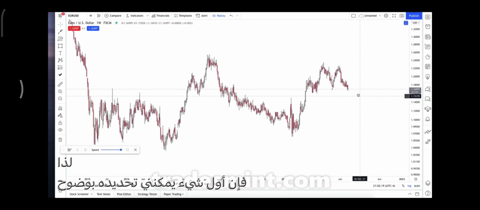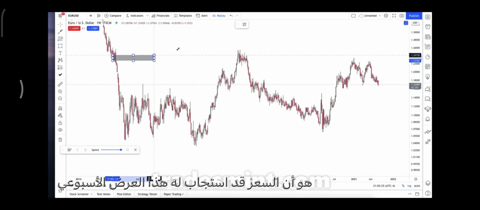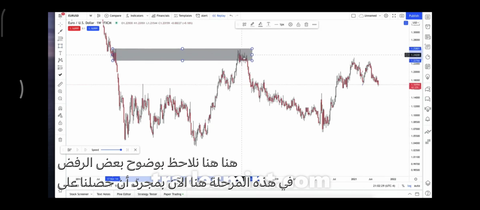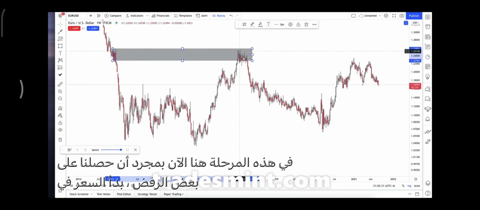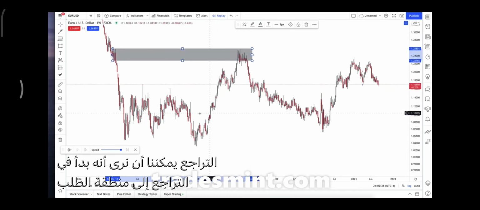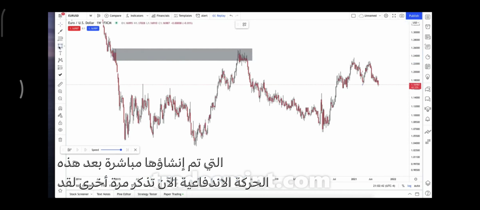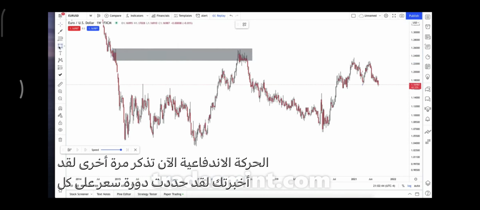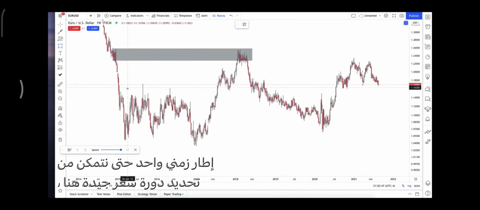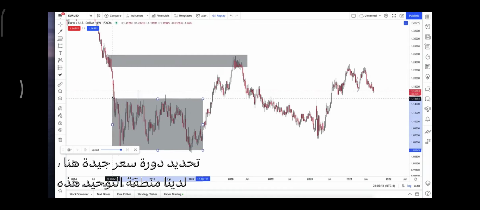So the first thing that I can clearly identify is that price has reacted off this weekly supply right over here. We can clearly see some rejections at this point. Once we got some rejection, the price started to pull back into an area of demand that was created right after this impulsive move. Again, remember I told you I identified a price cycle on every single time frame. So we can clearly identify a nice price cycle right here. We have this area of consolidation right here.